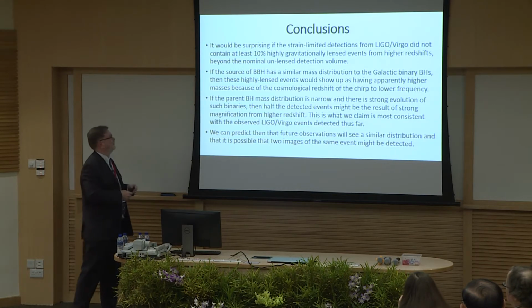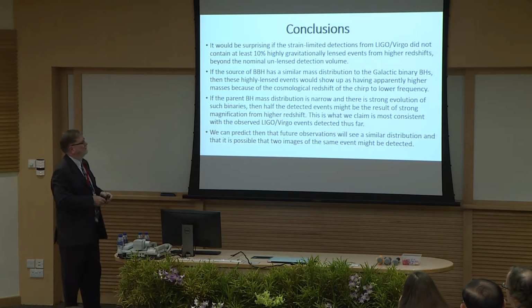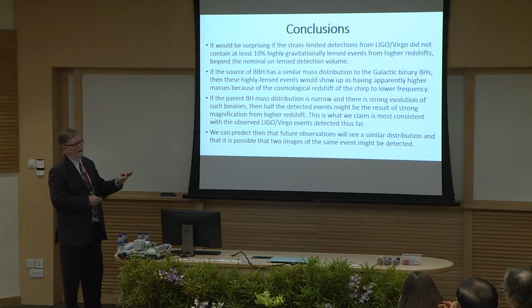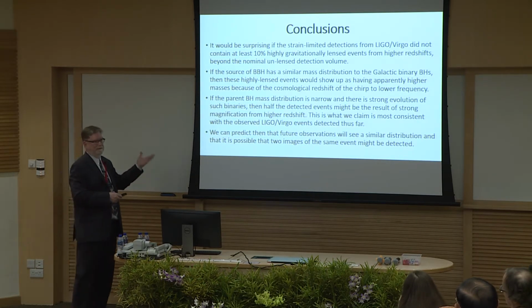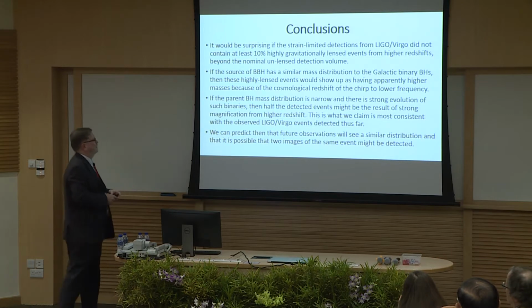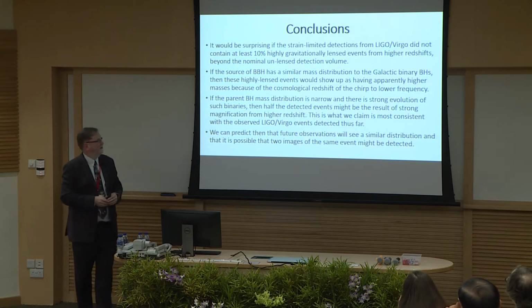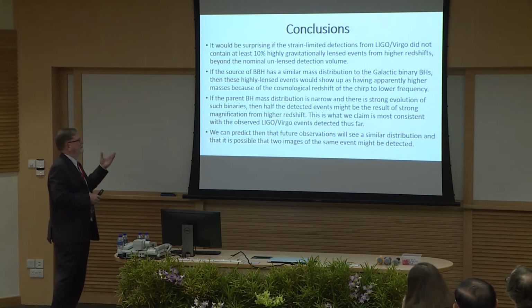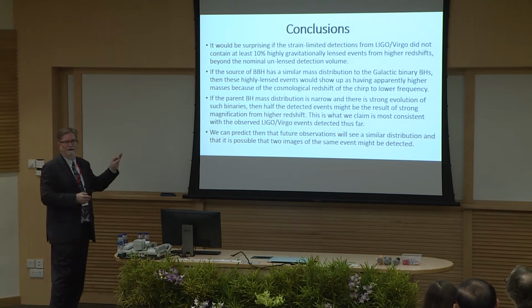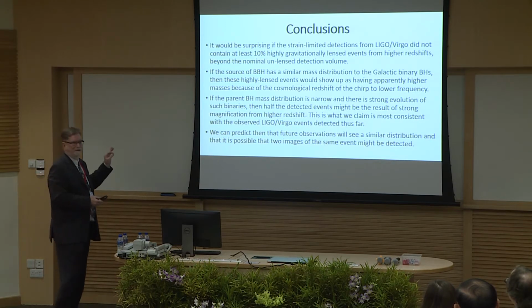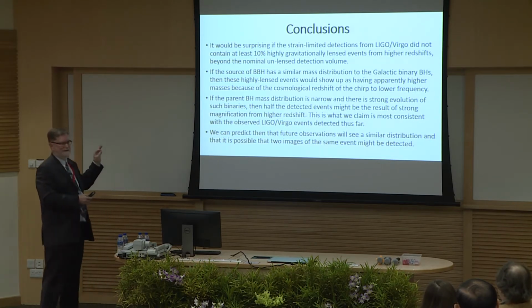these gravitationally lensed events. Okay, if the source of the binary black holes has a similar mass distribution to the galactic binaries, then these things will show up as having higher masses because they come from a great cosmological distance, and you don't have the 1 plus z factor taken into account, right? And if the parent black hole mass distribution is narrow and there's strong evolution of such binaries, then half the detected events could be from there. And that's what we're claiming is the most consistent of the scenarios that I gave you for explaining why LIGO has these heavy mass events.